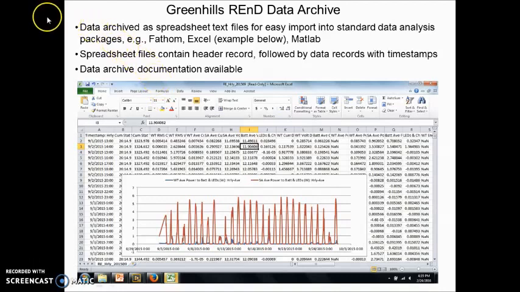The spreadsheet files contain a header record that identifies each column. We have documentation on what each column means. The header records are followed by data records. Each data record has a timestamp. This is just an example of a plot of wind turbine power and solar array power over time.